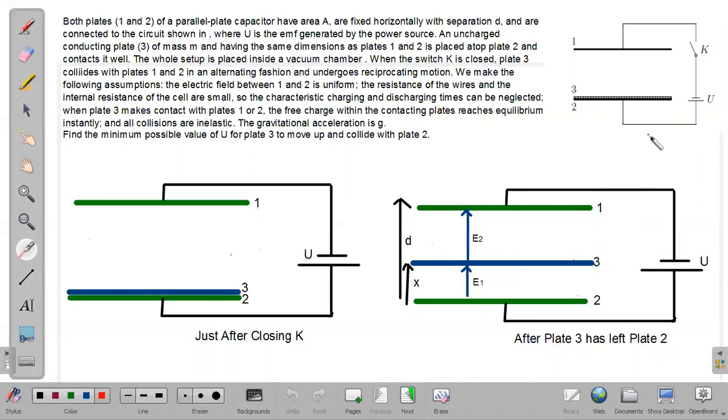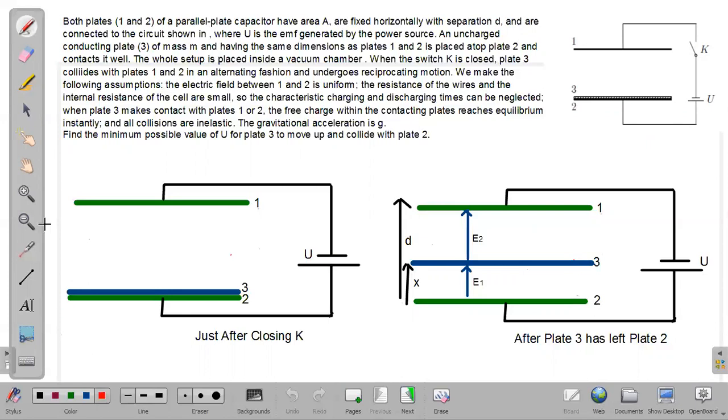That means what can be the minimum value of the voltage U, which can allow the plate number 3 to move upward and then collide with plate number 1, right? So for this to happen, we have to find the minimum possible value of this applied voltage U. And if you want, you can try this question and then come back later for the solution part, right?